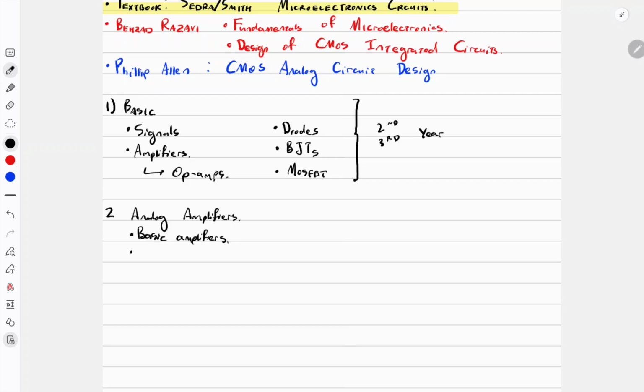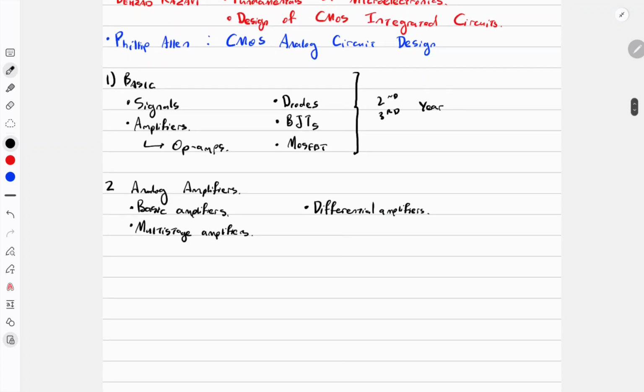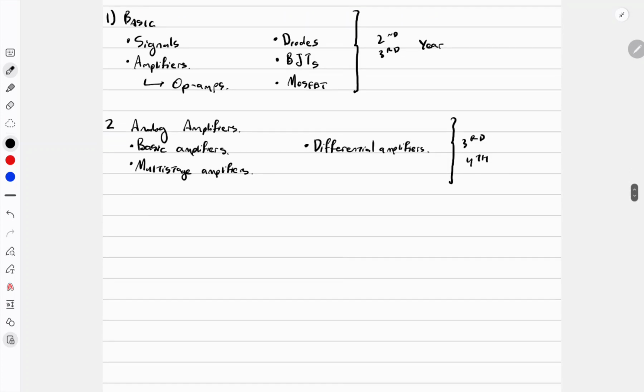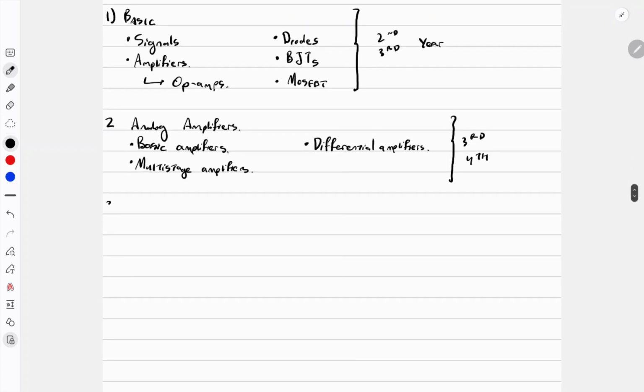And also there are multi-stage amplifiers and differential amplifiers. So there are a lot of different topics talking about many different kinds of amplifiers. Usually this would be, I would say, the end of the third year or maybe fourth year of the undergrad.